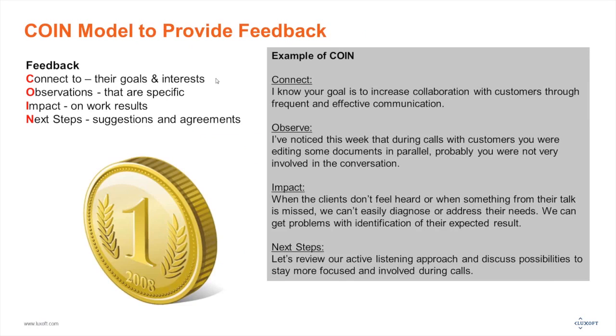For instance, there is a very simple feedback model called sandwich, when you provide some good information first, then some critical information, and then again good information. So probably you know it already. And there is one more feedback model. It is called COIN. First of all, you connect the information you're providing to the person's goals and interests. For instance, you're a manager or a Scrum Master, and you tell a person, I know that your goal is to increase collaboration with the customers through frequent and effective communication. It seems quite well.